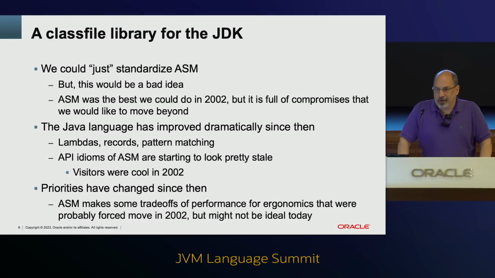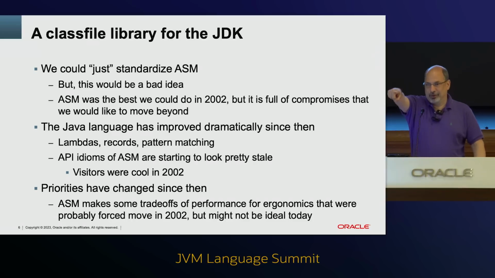Well, we could standardize on ASM. We're not going to do that, and that's not because I don't like ASM. I love ASM. I've been using ASM for 20 years, but it's 20 years old. It was an amazing thing in 2002. It was the best we could do in 2002. But the compromises that they, Remy, had to make 20 years ago are starting to look a little bit stale. And the Java language has improved quite a lot since then. We have lambdas, we have pattern matching, we have sealed types. And so we have more options for designing a good API.